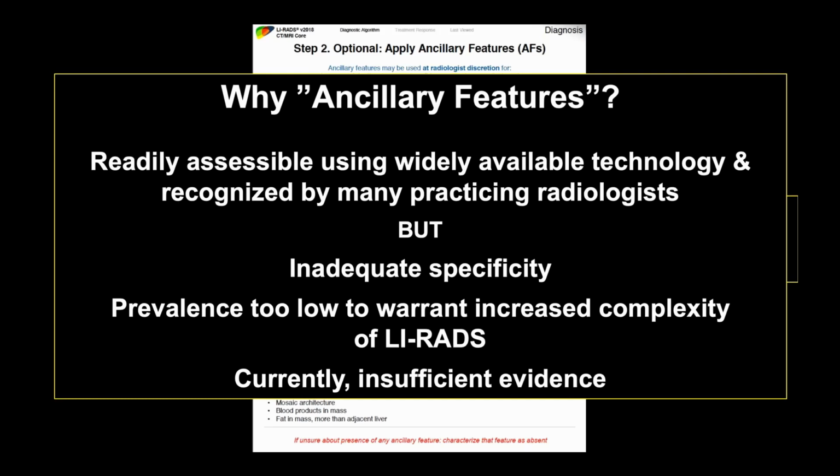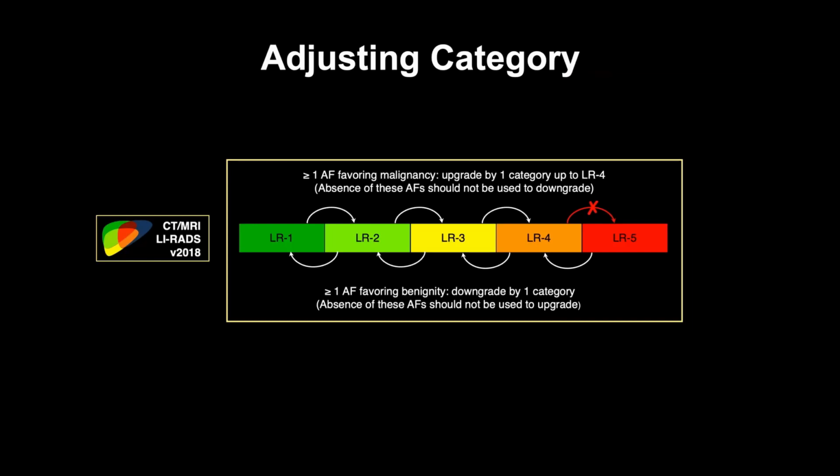So how do we apply ancillary features? The answer is simple: to adjust the category that you arrived at after you completed step 1 of the diagnostic algorithm. For example, if you landed on the LI-RADS 3 box after applying all your major features, you would then apply ancillary features you observed to adjust the category up to LI-RADS 4 or down to LI-RADS 2, dependent upon which features you found.